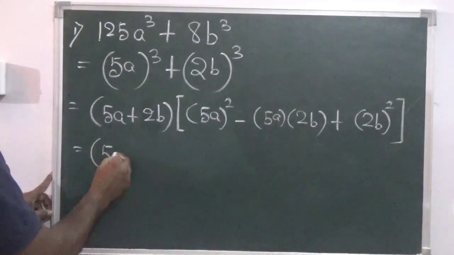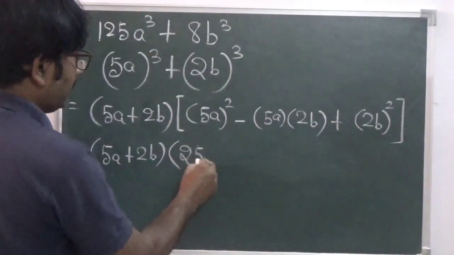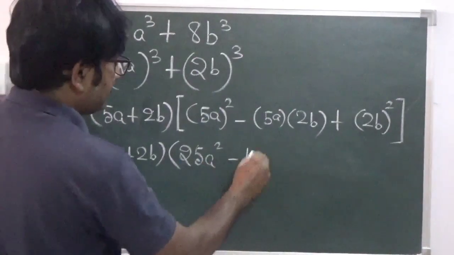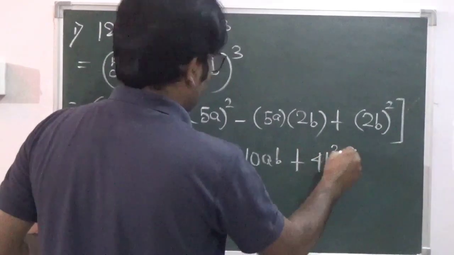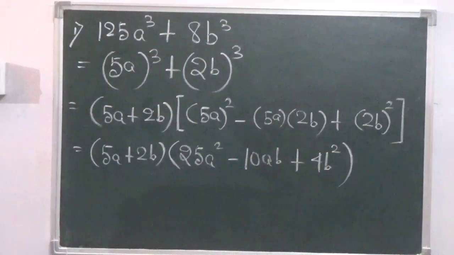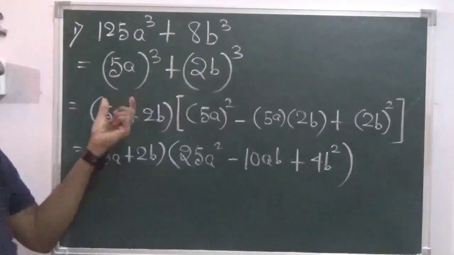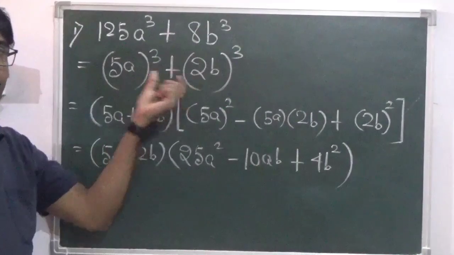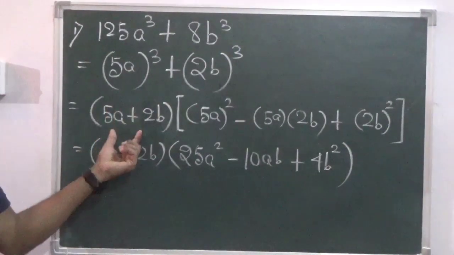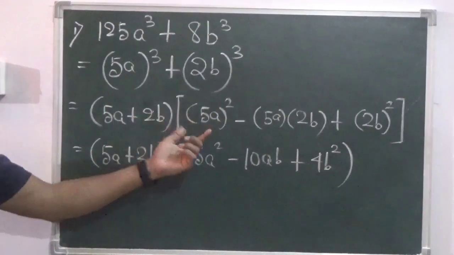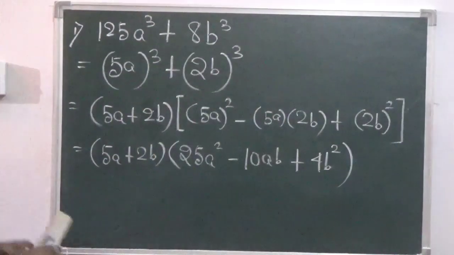So here it is 5a plus 2b. This will become 25a square minus 10ab plus 4b square. So this is the factorization of 125a cube plus 8b cube. First of all, we have expressed this as the sum of the cubes of two numbers, and then we have done it as a plus b, or x plus y, into x square minus xy plus y square. So now let us see the next question.